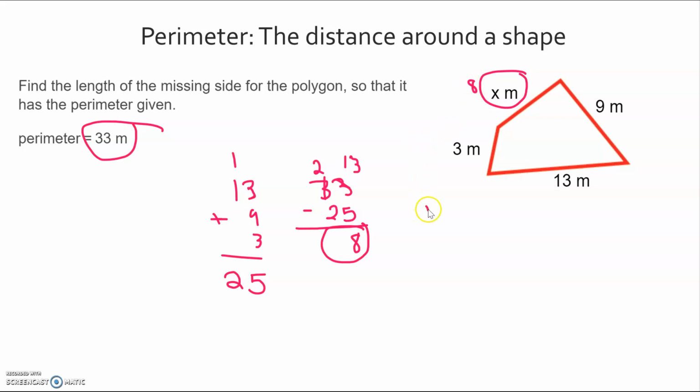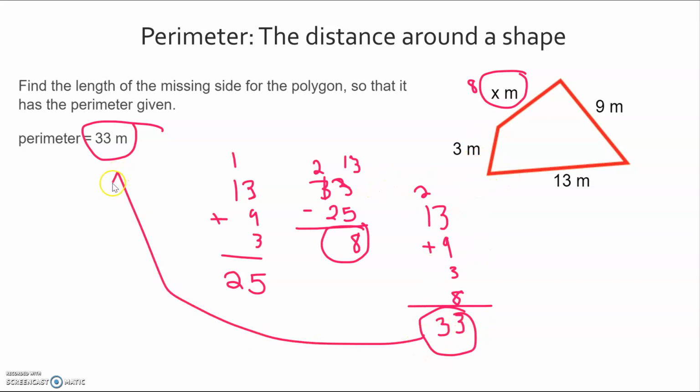So let's check it. 13 plus 9 plus 3 plus 8. So we have 8 plus 3, which is 11. 11 plus 9, 20. 20 plus 3, 23. So we're going to put this 3 down here and regroup to 2. 1 plus 2 is 3, 33. So the answer and the perimeter are the same.